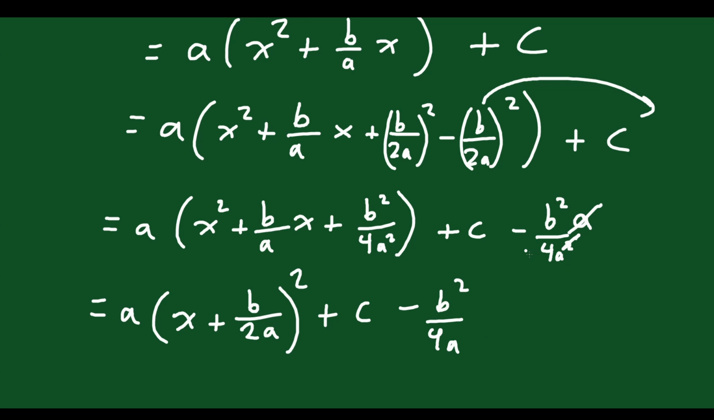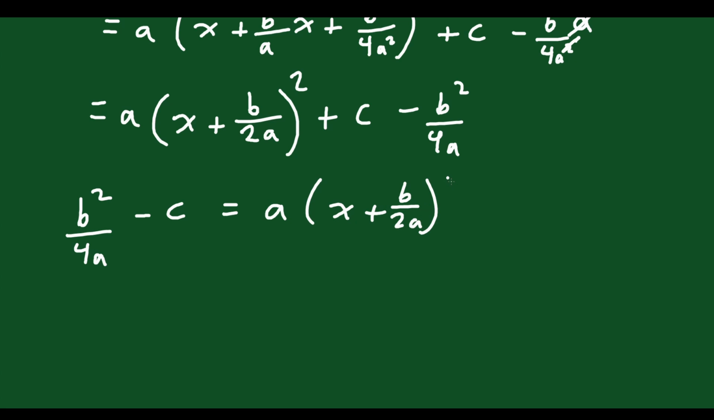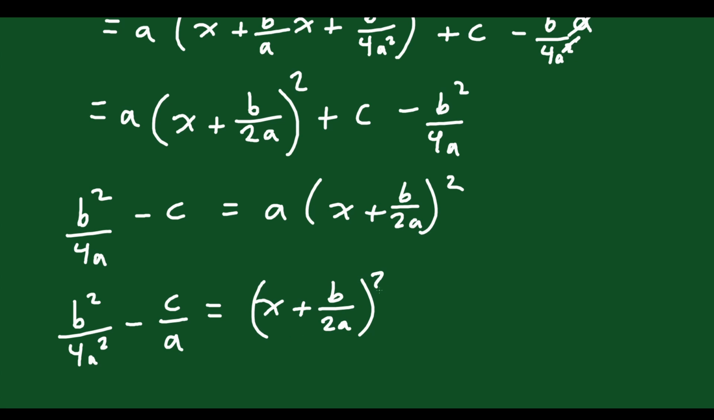All right, at this point, what you do is you solve for x. So to solve for x, I'm going to bring these two terms to the left-hand side. So b squared over 4a minus c is equal to a x plus b over 2a squared. Next, I'm going to divide both sides by a to get rid of this a. So you'll have b squared over 4a squared minus c over a. And that's equal to x plus b over 2a squared.